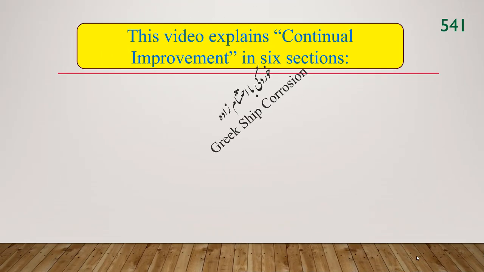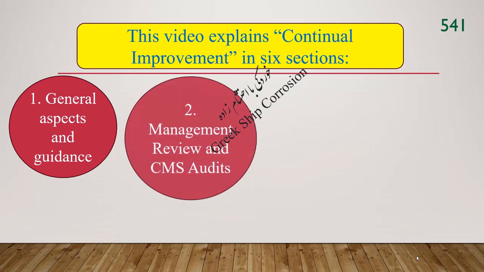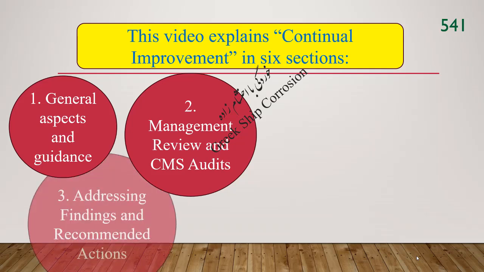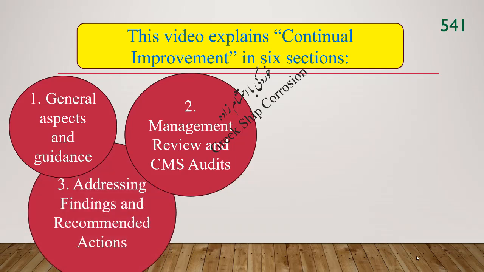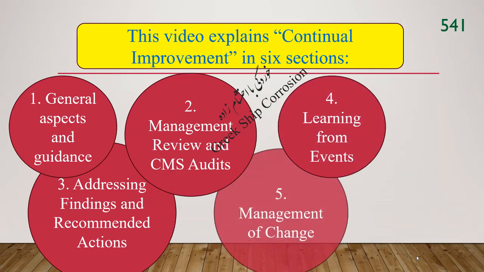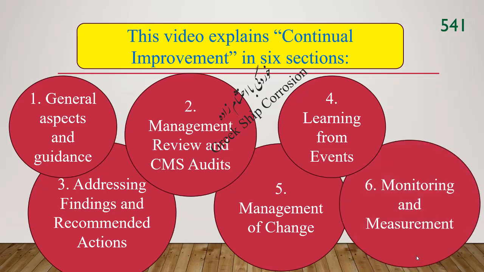This video explains continual improvement in 6 sections. 1. General aspects and guidance. 2. Management review and CMS audits. 3. Addressing findings and recommended actions. 4. Learning from events. 5. Management of change. 6. Monitoring and measurement.